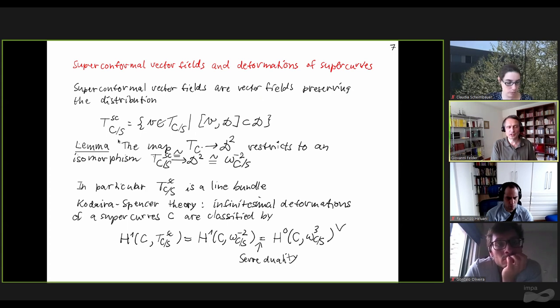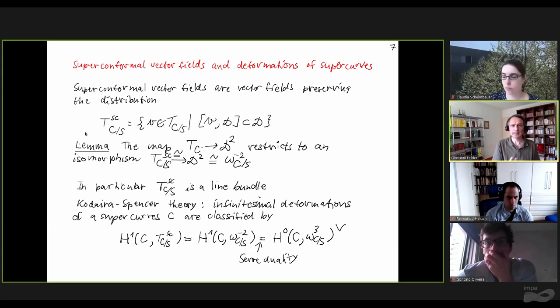And actually, it is not obvious from this definition, but this is actually a line bundle. It's an O_C module. As in this exact sequence, we had a map from the tangent sheaf to the square of this distribution, where the distribution is the inverse of the canonical bundle. And so if you restrict it to superconformal vector fields, you get an isomorphism to the second tensor power of the dual of the canonical bundle. So in particular, it is a line bundle.